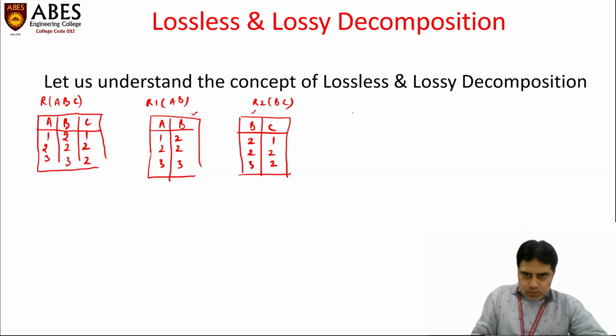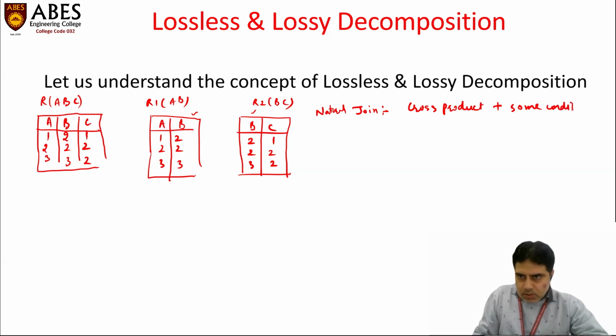Now what is join? We have already studied the natural join. Join is the cross product plus some condition. So natural join is the cross product plus an equality condition on the common attribute. Now we will rejoin these two tables, R1 and R2, to get the same table.